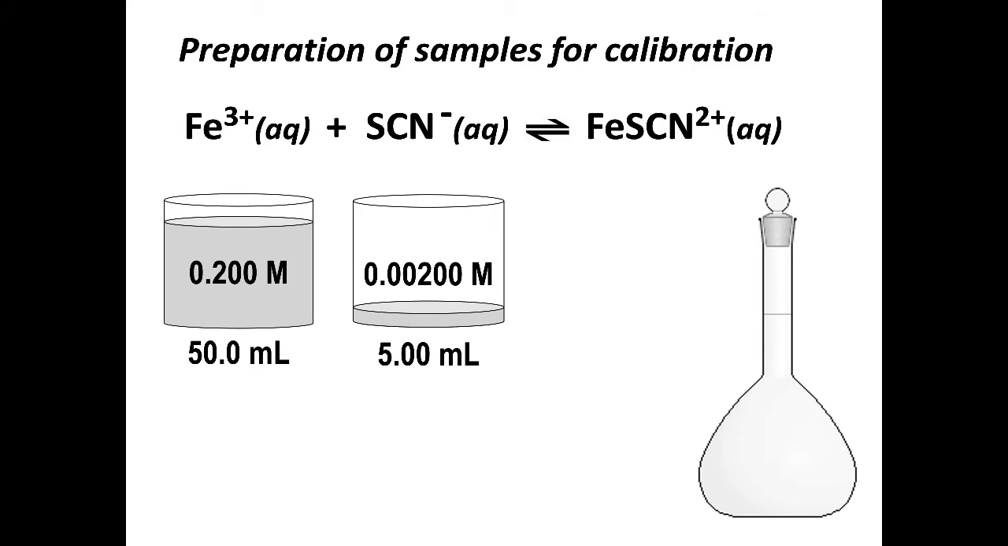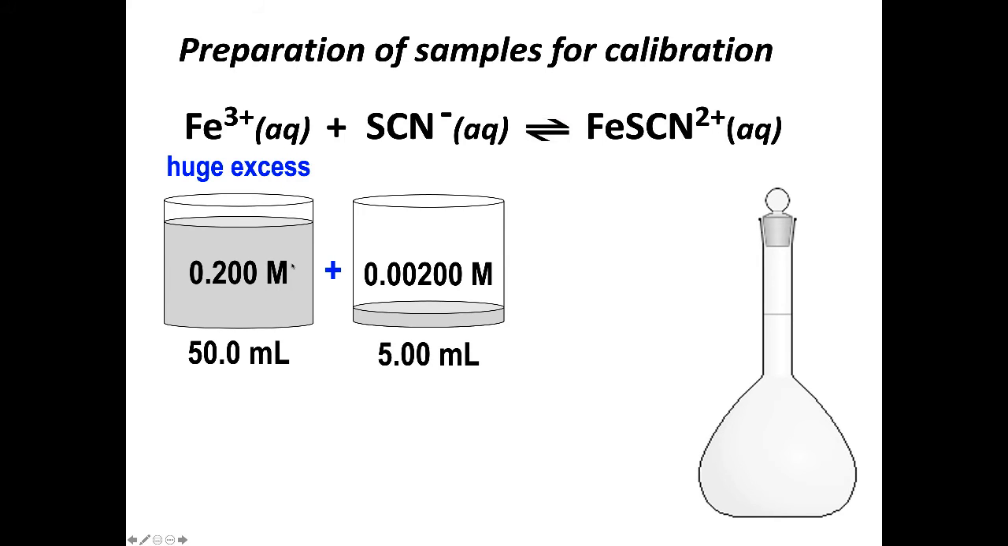Okay, so this will be done for several solutions in what's called making a calibration curve. So there will be solutions prepared to make a calibration graph. They'll all involve the same reaction. And what's going to happen in this case is there will be a certain amount of a 0.200 molar solution of the Fe3+ that gets combined with a certain amount of the 0.00200 molar SCN- solution. When those are combined, they'll react and they will make the FeSCN2+ ion.